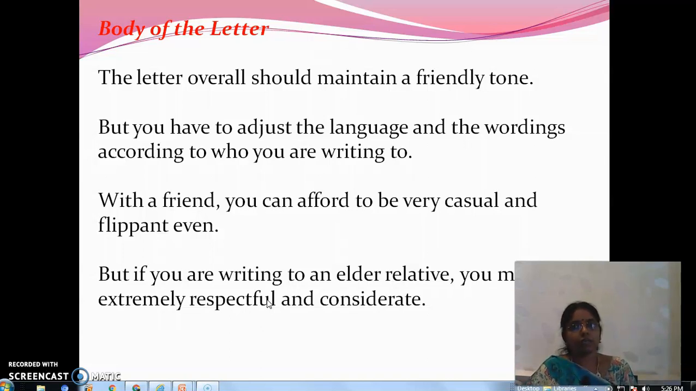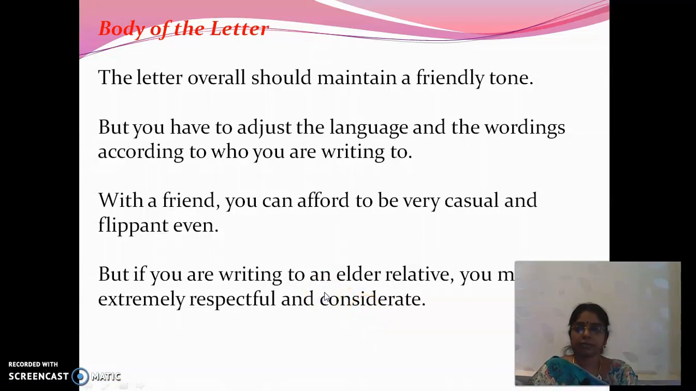Again, one more time. It should maintain a friendly tone. It has to adjust the wordings and language. For your close friend of the same age, you can maintain a different tone, different language, different slang, and for elders you have to write it with respect. Is it clear, ma?